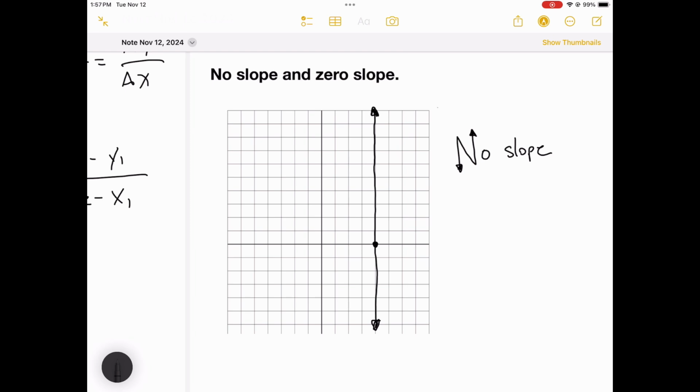In the equation, you could see for this would be 1, 2, 3, 4. It'd be like x equals 4, okay? Because x is always 4.